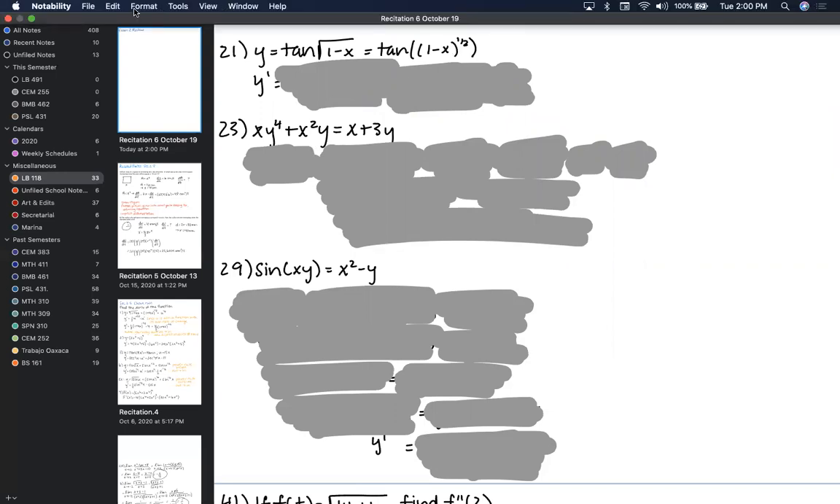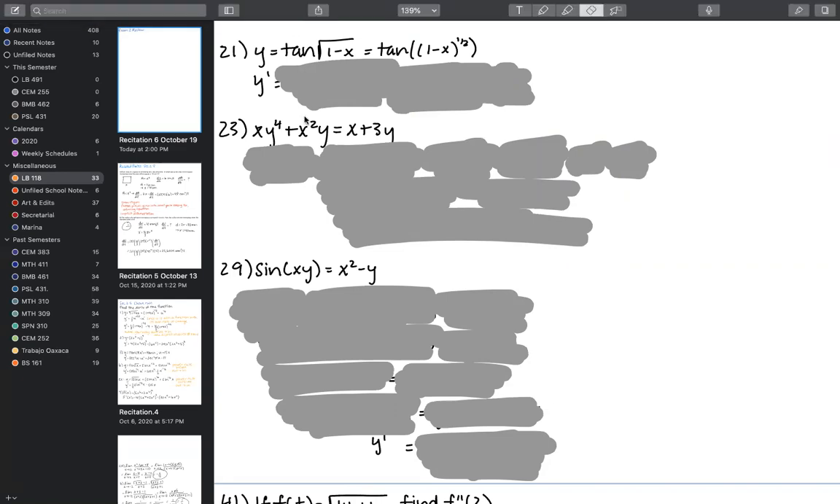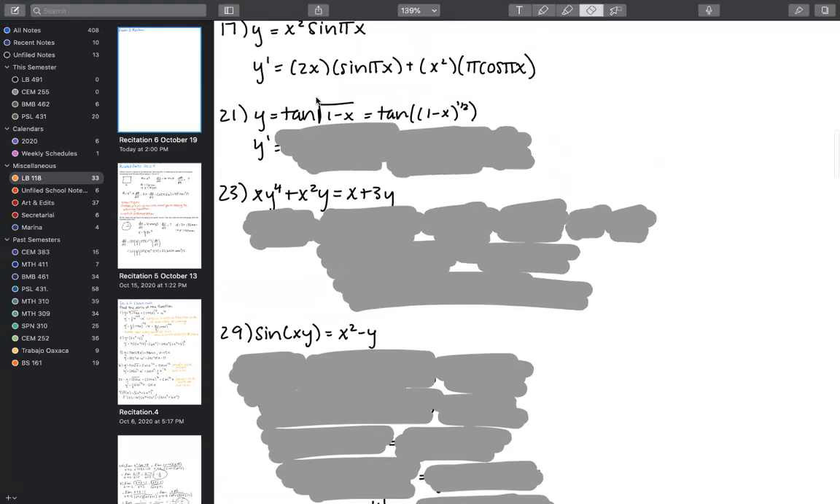Cool. All right. Number 21. So this one I rewrote, and I was a little bit redundant with my double parentheses, but I just wanted to make it clear, because if you remember from one of our past recitations when we were first introducing differentiation and trig, I made a note about how sometimes, say it was tangent squared, sometimes you'll see the squared right there.